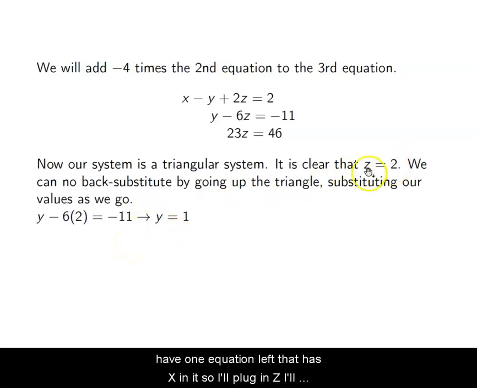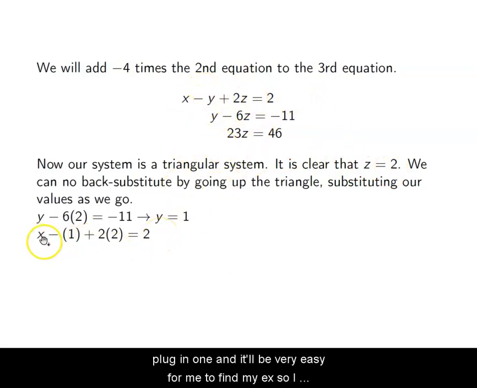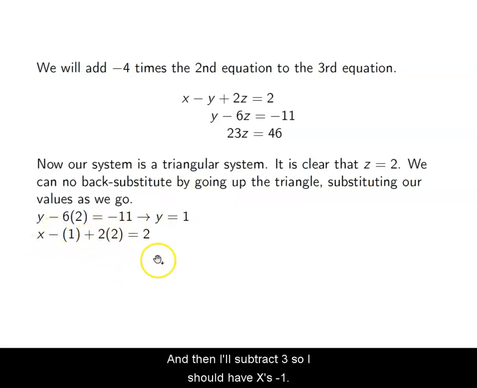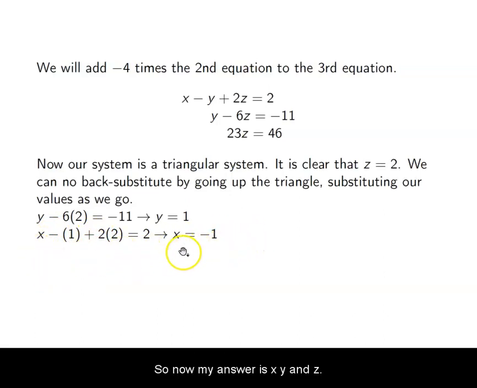I know y and I know z. I have one equation left that has x in it. So I'll plug in z, I'll plug in 1, and it'll be very easy for me to find my x. So I have -1, because y is 1, plus 2 times 2. So this will be 4 minus 1 is 3. And then I'll subtract 3, so I should have x is -1 here. Okay, so now my answer is x, y, and z: -1, 1, and 2.